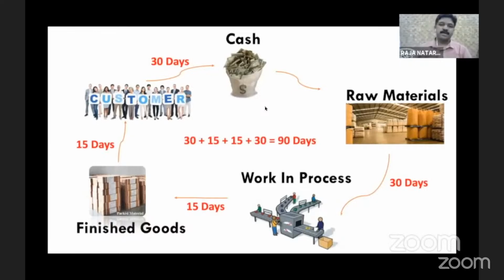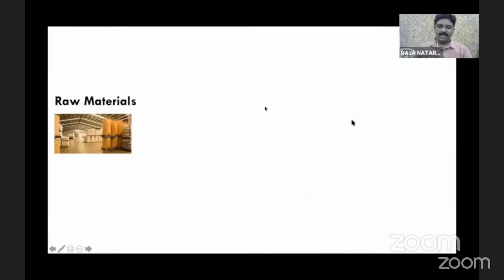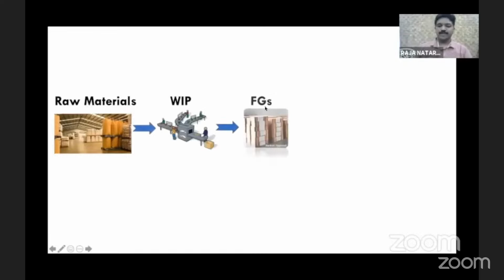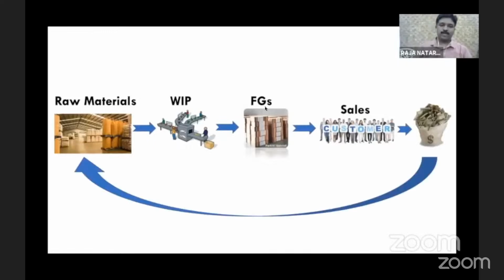It means how many times can I purchase in a year? 4 times. How many times can I sell in a year? 4 times. How many times am I going to realize money in a year? 4 times. So look, what is happening here? I had money, I invested that in raw material, then took it for production, converted that into finished goods, sold to a customer, and the customer is paying cash, and that cash is coming back on the 90th day.